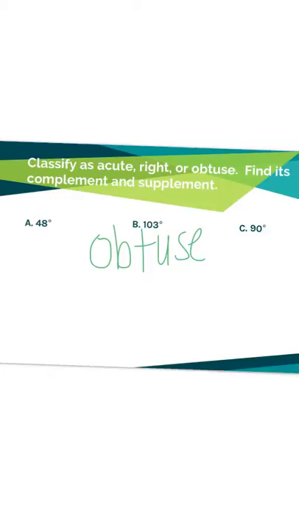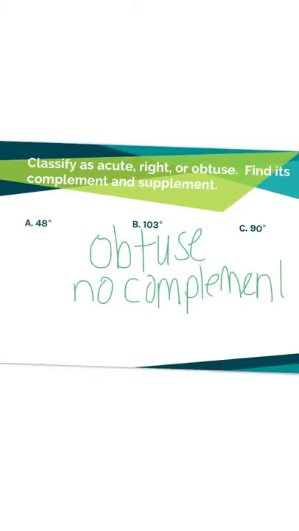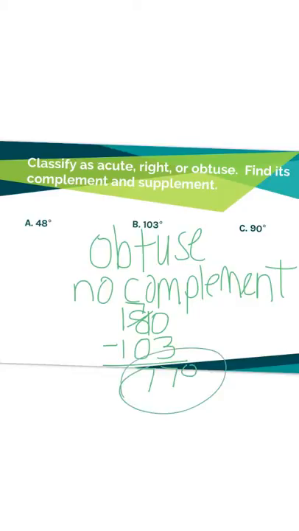To find the complement, you would subtract from 90, but 103 degrees is already bigger than 90 degrees, so there is no complement. So you would write no complement. Because it's greater than 90 degrees. To find the supplementary angle, you would subtract from 180. 180 minus 103. The supplement would be 77 degrees.